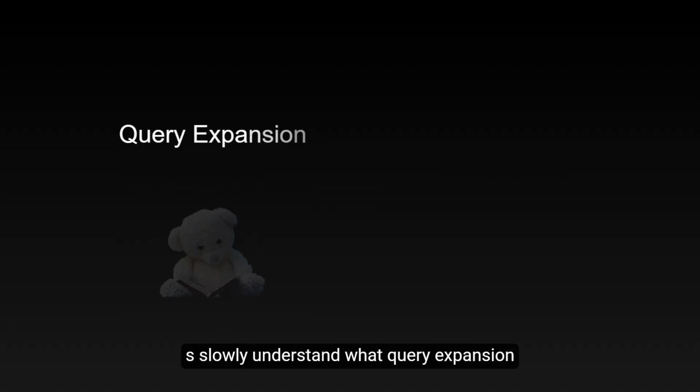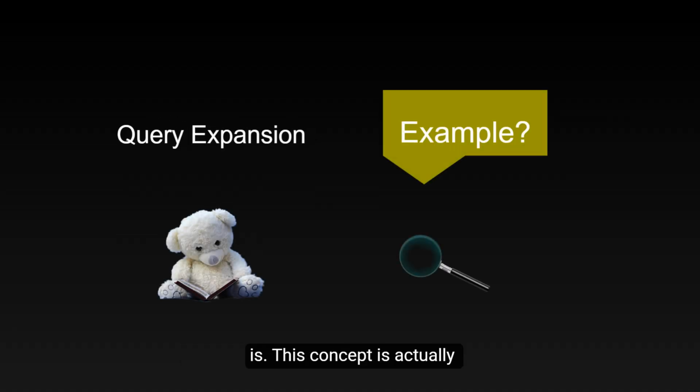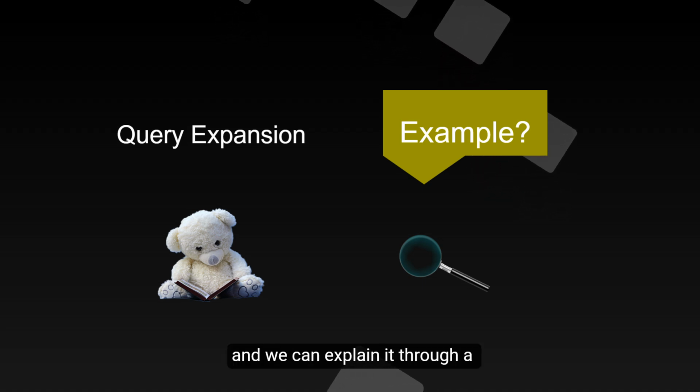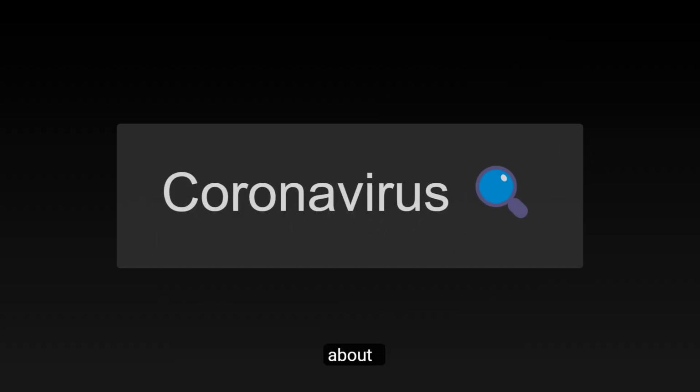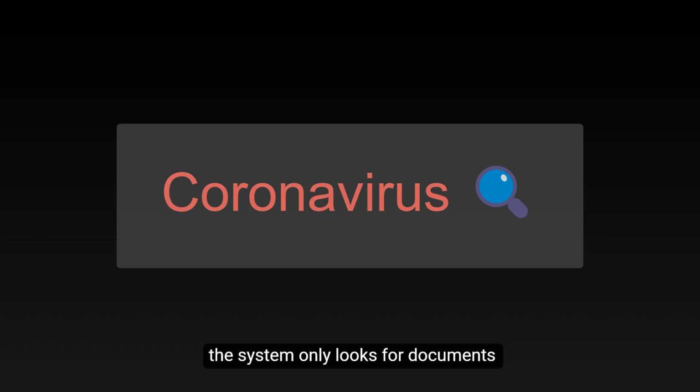Let's slowly understand what query expansion is. This concept is actually easy to understand, and we can explain it through a daily example. Suppose you want to search for information about coronavirus. In traditional searches, the system only looked for documents containing the word coronavirus.